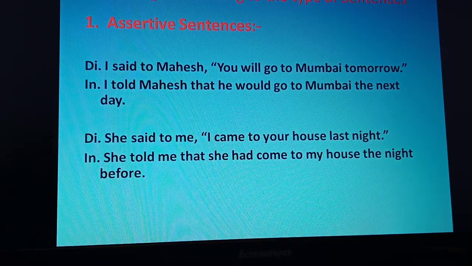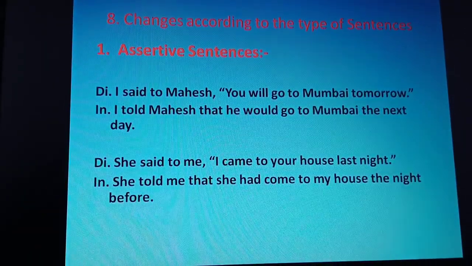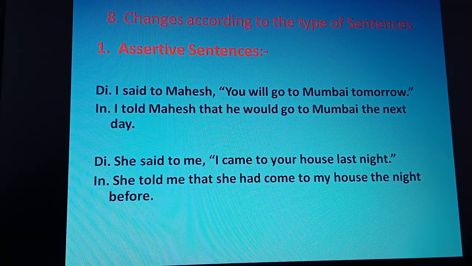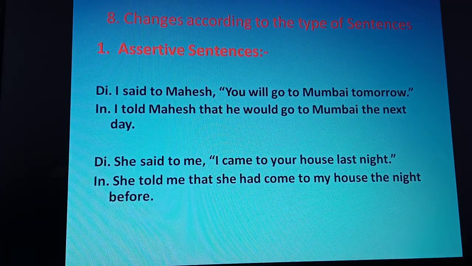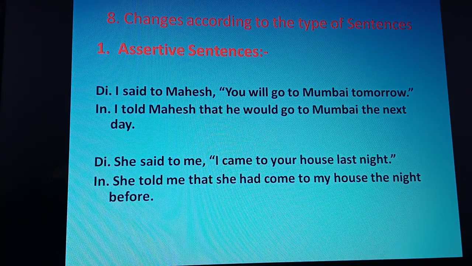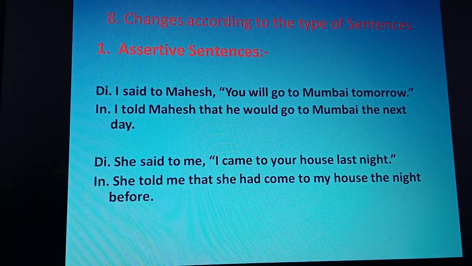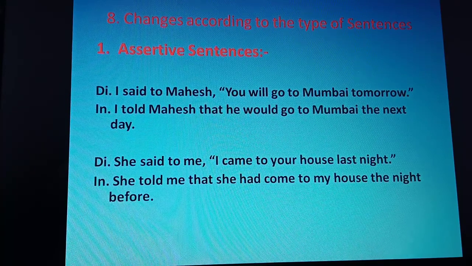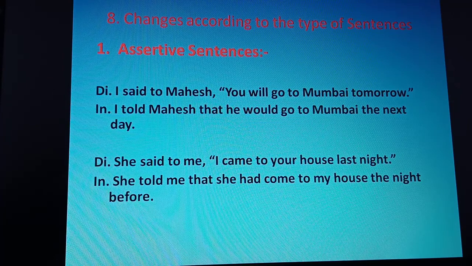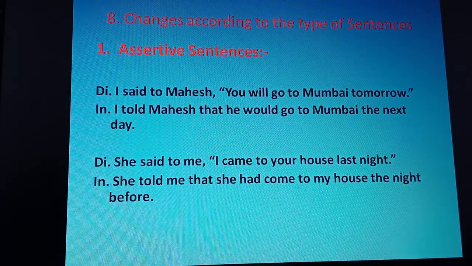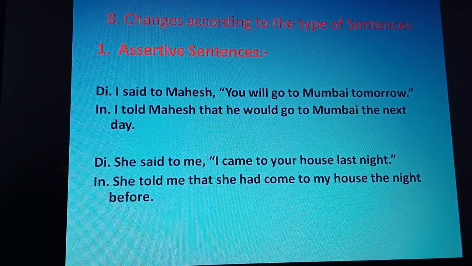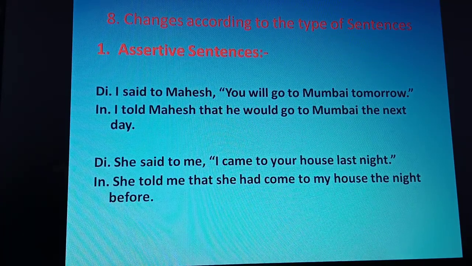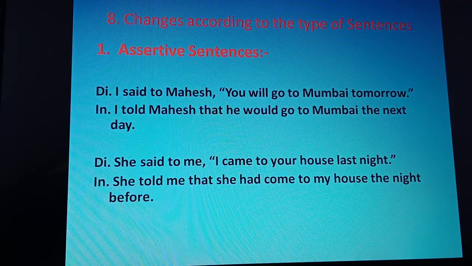The seventh rule I gave you yesterday. Today the eighth rule: changes according to the type of sentences. You know there are types of sentences. We have the assertive sentence, the interrogative sentence, the imperative sentence, and exclamatory sentences. Let us see the assertive sentences first. In fact, my dear students, all the examples that we did yesterday are actually assertive sentences. I did not take a single interrogative or imperative sentence so that you will not get confused.